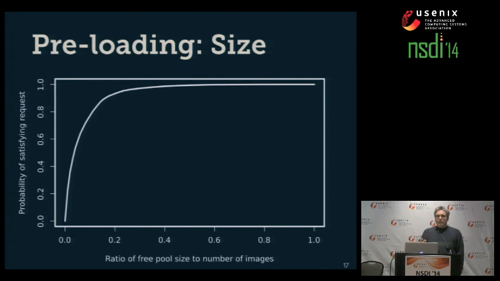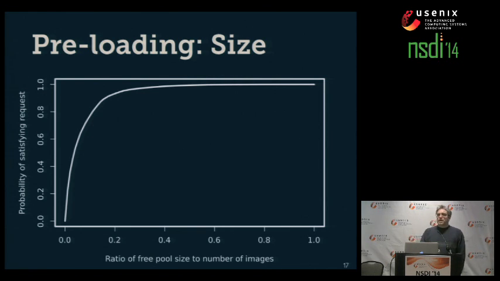On the x-axis, we're looking at the ratio of the free pool, which is the number of idle disks that we have that we could do preloading onto, to the number of images that we would like to preload. So think here like the working set, right? So if we can load the entire working set onto disks and have them ready for booting, then this is a win. And in this graph, we're assuming actually that we can load disks instantaneously, so we can rebalance. And then I'm going to relax that in the next slide.